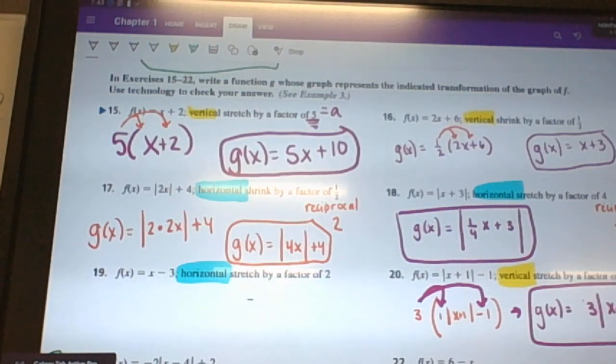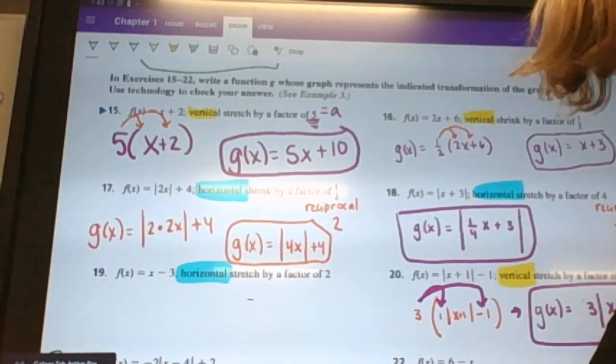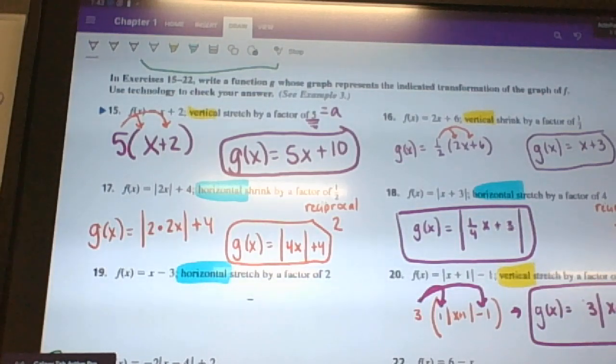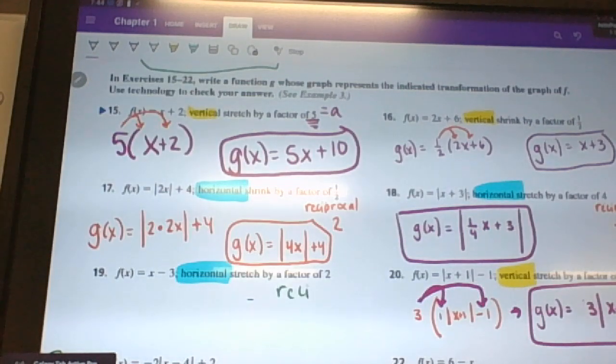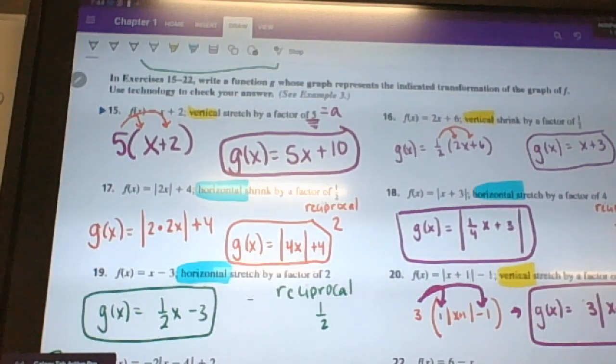This is the only time you use a reciprocal, the horizontal stretch or shrink. So I better do number 19. That reciprocal would be 1 over 2. So g of x is 1/2 x minus 3. And number 20 was vertical.